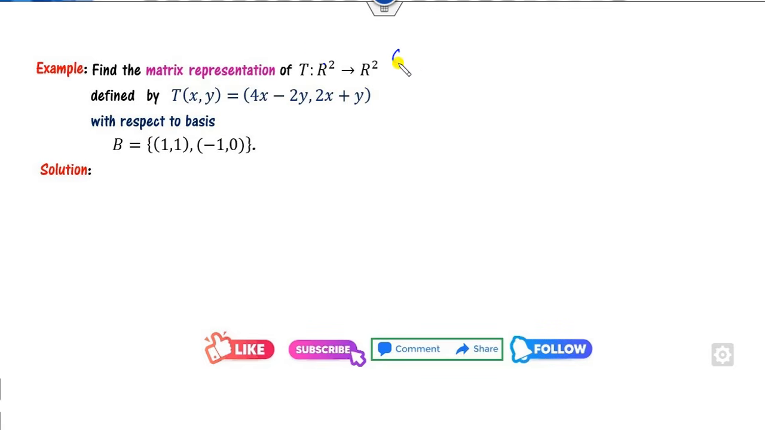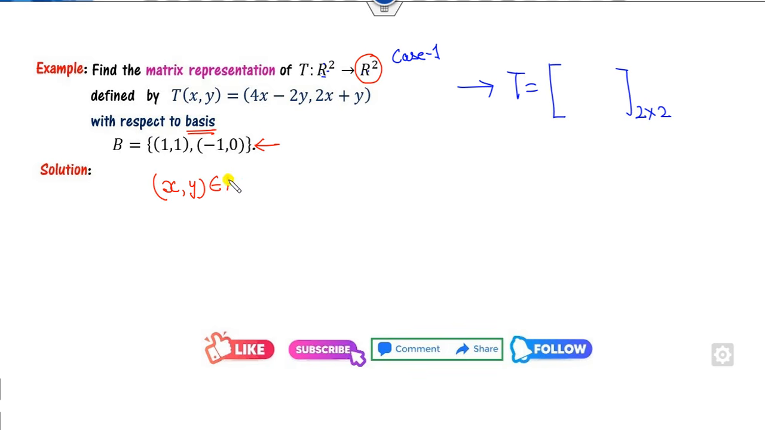Now again you can see this is my case 1, because it is the same dimension. What will be the size of this matrix? Dimension is 2, dimension is 2. It will be a 2 cross 2 matrix. Bases are given to you. Fine. Take any element of this. Say x comma y is an element of R2. It has 2 elements.